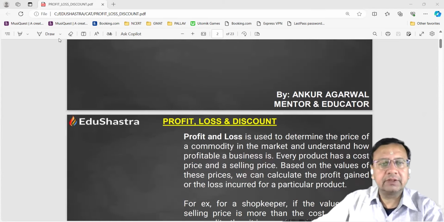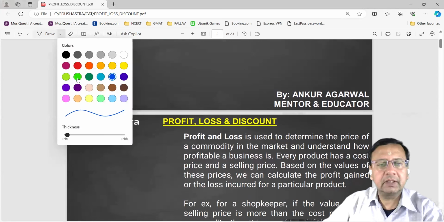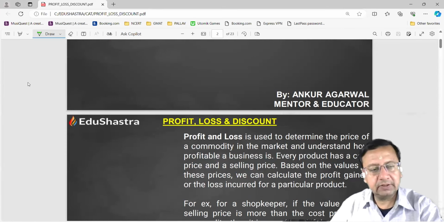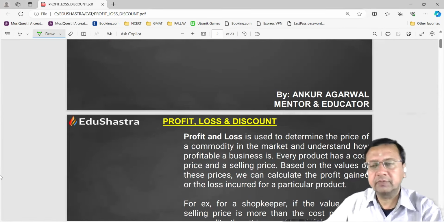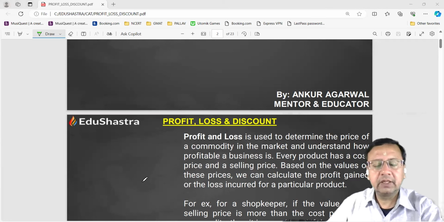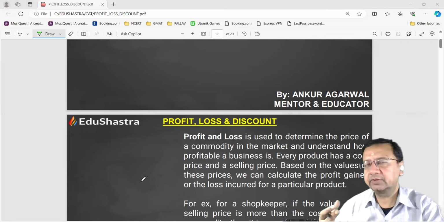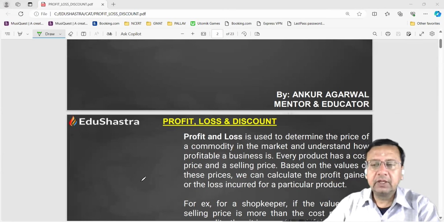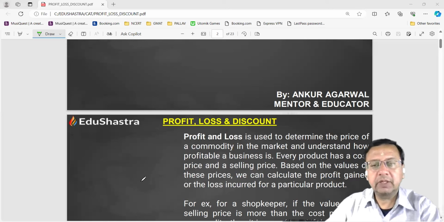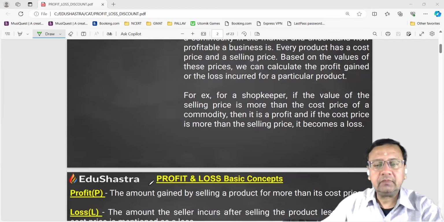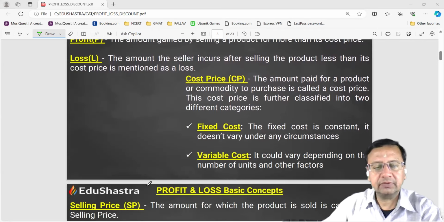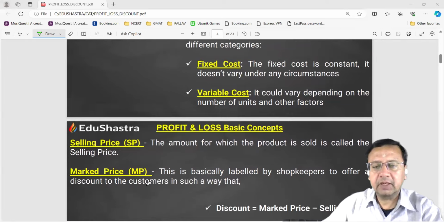There are some definitions. Profit is when the selling price is more than the cost price. Loss is when the cost price is more than the selling price. Discount is any price reduction over the printed price. There is some printed price on the product, and any price reduction over it is always called a discount. So these are the terms: profit, loss, cost price, fixed cost, variable cost, selling price, mark price.